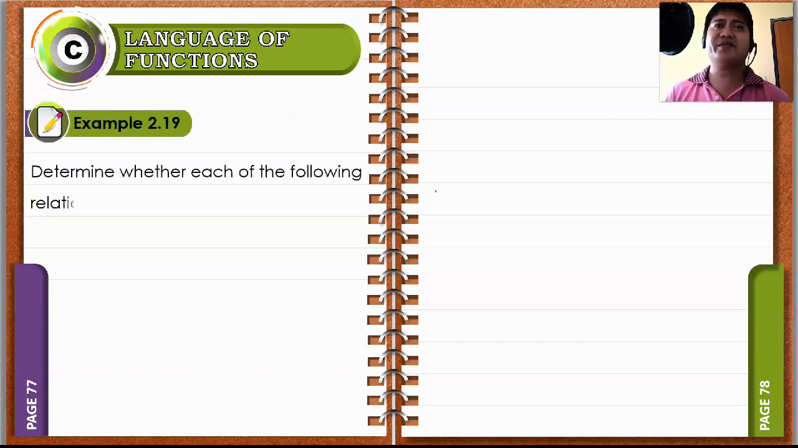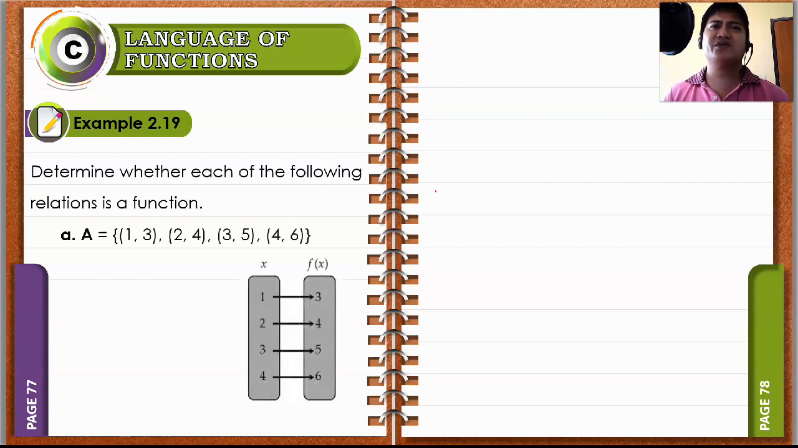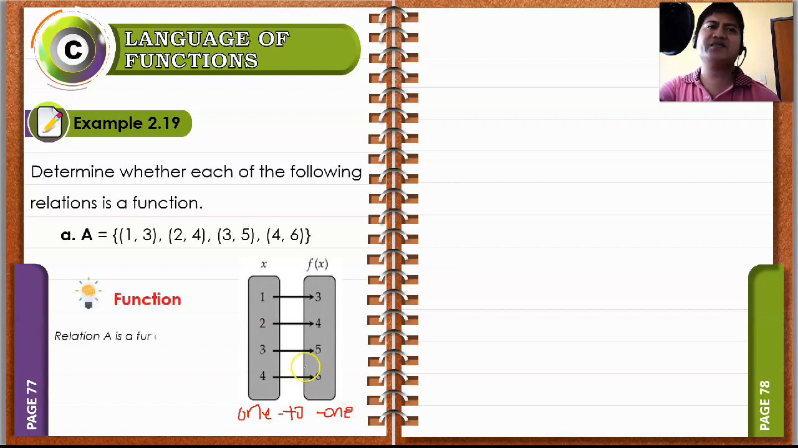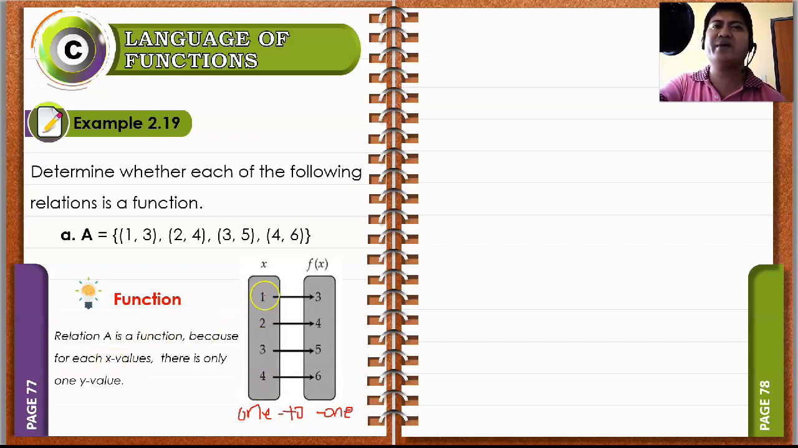For the example, determine whether each of the following relations is a function. For the first relation, we have (1, 3), (2, 4), (3, 5), and (4, 6). As you can see, this is one-to-one. Is this a function? Yes, this is a function. Relation A is a function because for each x value, there is only one y value. For 1, the image is 3; for 2, the image is 4; for 3, the image is 5; for 4, the image is 6. There is only one possible value of y for each value of x, so it does not violate the definition. Therefore, this is a function.